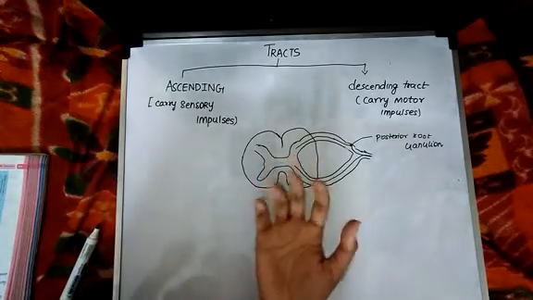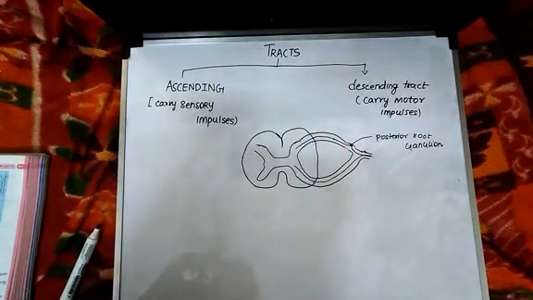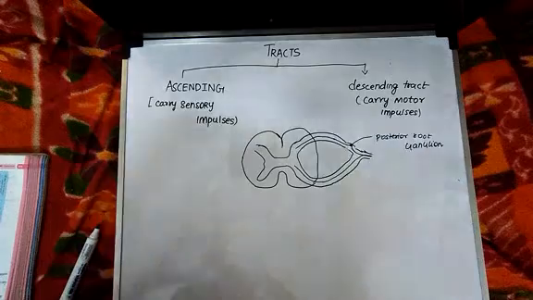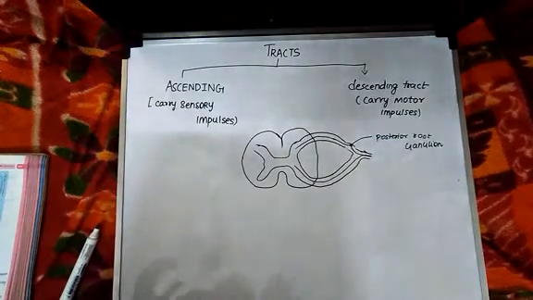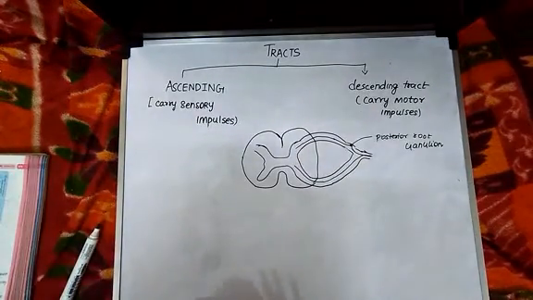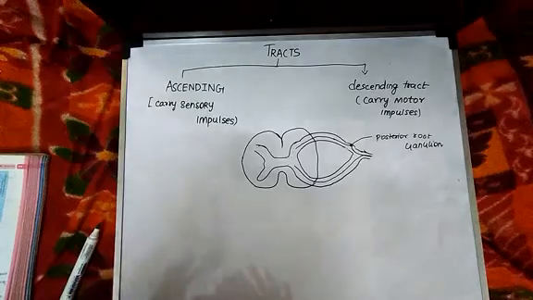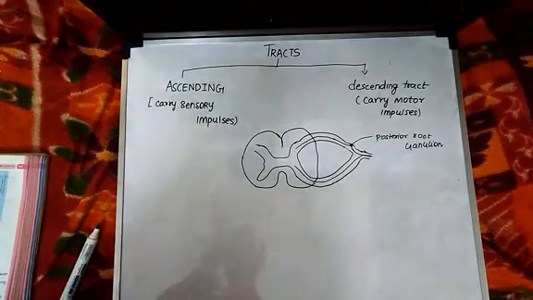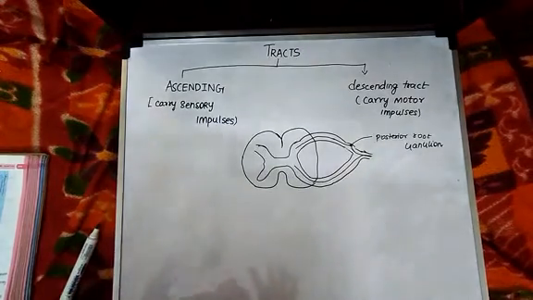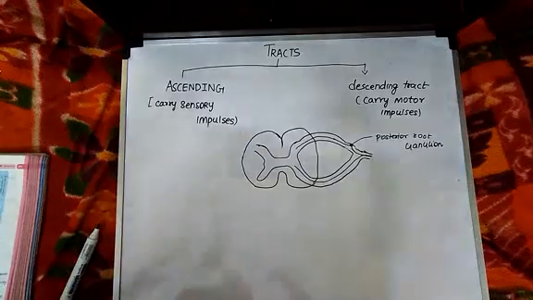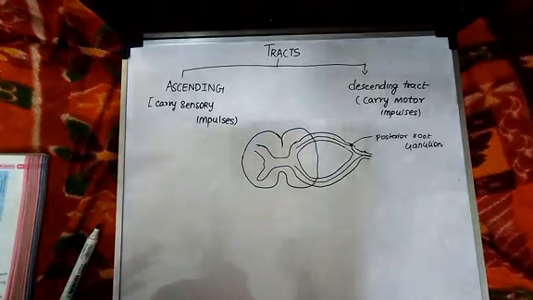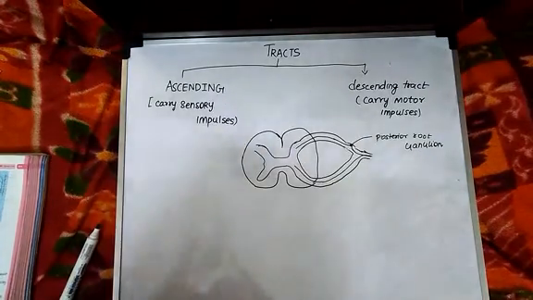Then as a result, immediately what will you do? You'll take your hand away from that object, right? That is because of the motor impulses which are generated in your brain and transmitted to your spinal cord, and from the spinal cord it is transmitted to the region at which the receptors are located, or to the affected organ. That you can also say.